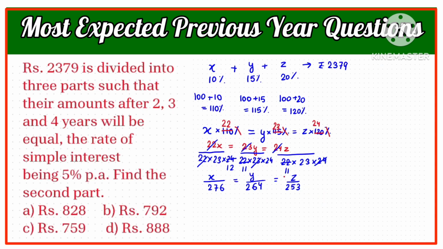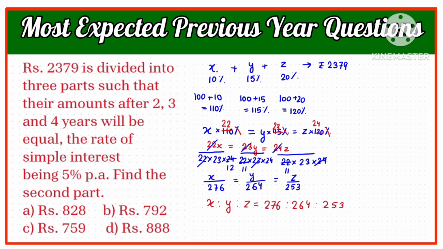So now you can write the ratios, that is x is to y is to z will be equal to, in front of x you need to write 276, in front of y you need to write 264, and in front of z you need to write 253. So this is the ratio of x is to y is to z.